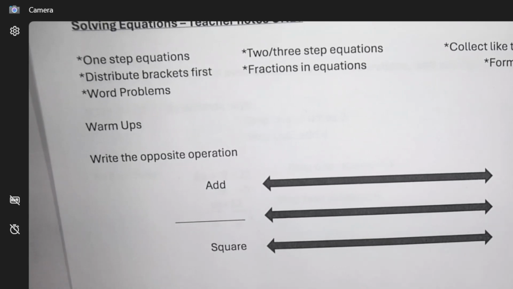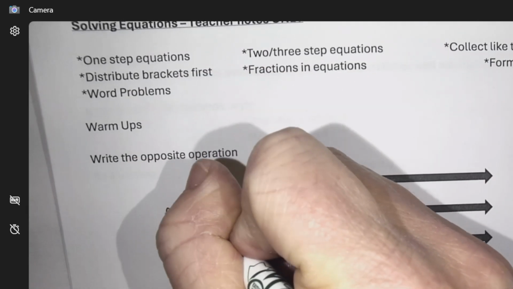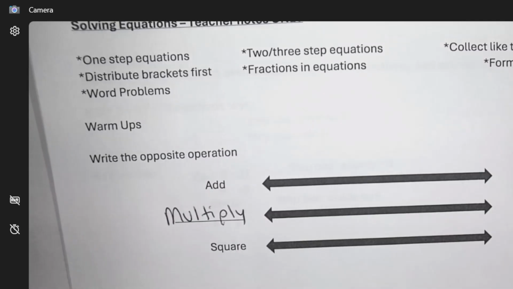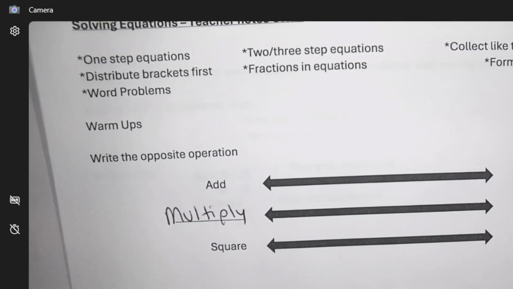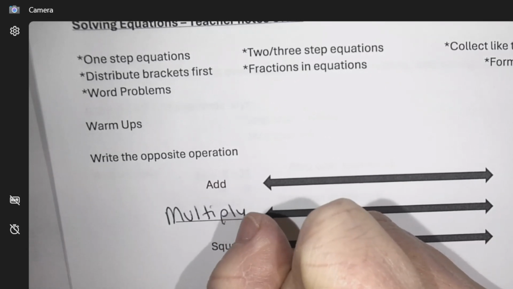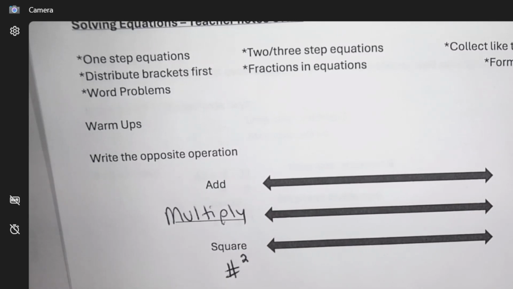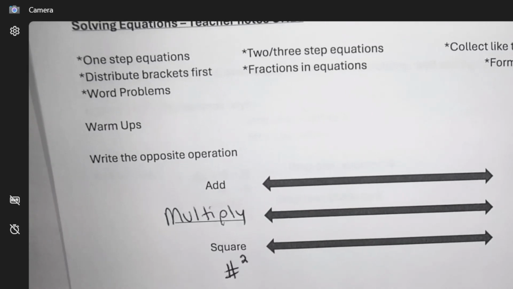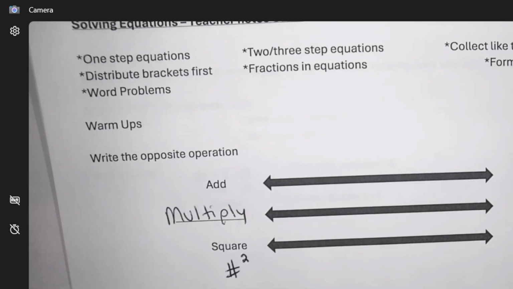What's the opposite of dividing? Multiply. What's the opposite of multiply? Dividing. So this is called squaring something. So some kind of number squared. So the opposite is square root. Okay, so the opposite of square rooting is squaring.